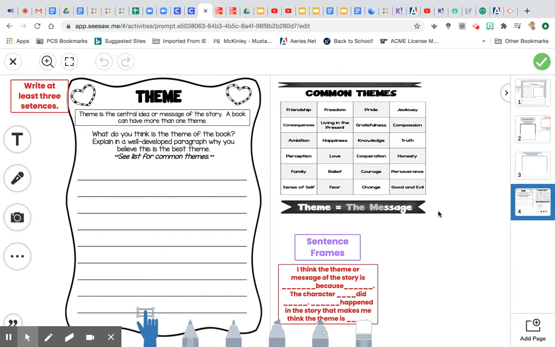And then here is what you think the theme is. We talked about this story having a lot of different themes. We talked about freedom being one of them, and love and family being a theme in this story. There's maybe ambition too. You could pick from a lot of themes and use these sentence frames. I think the theme or message of the story is freedom because this family immigrated to the United States. The character grandmother or grandfather did what, and what happened in the story that makes you think the theme is freedom or whatever it is? Gratefulness is a good one too. There are a lot of good themes listed here that could be used, okay?